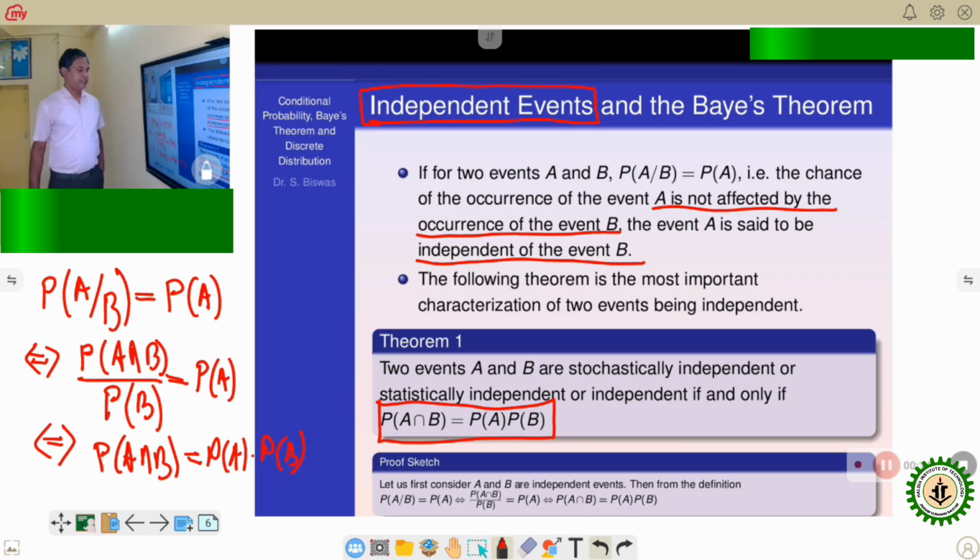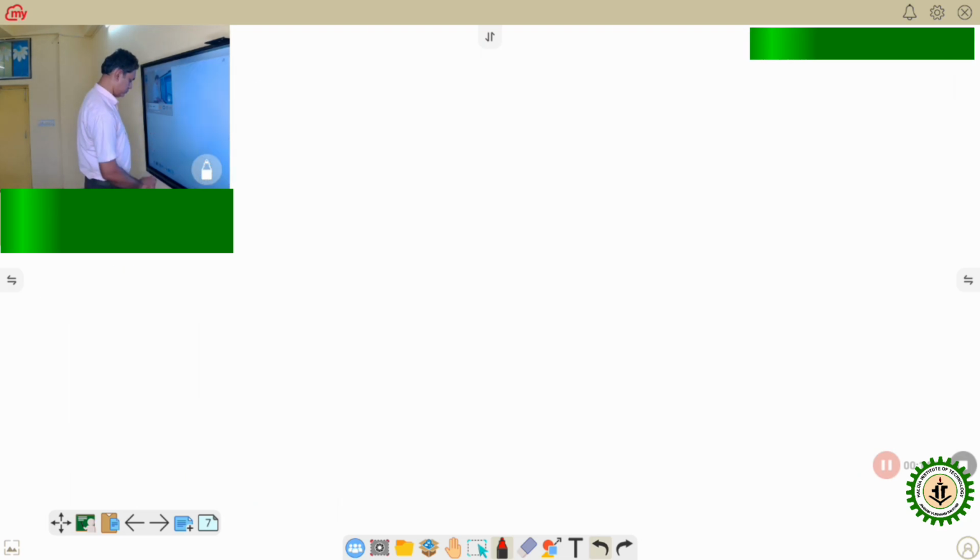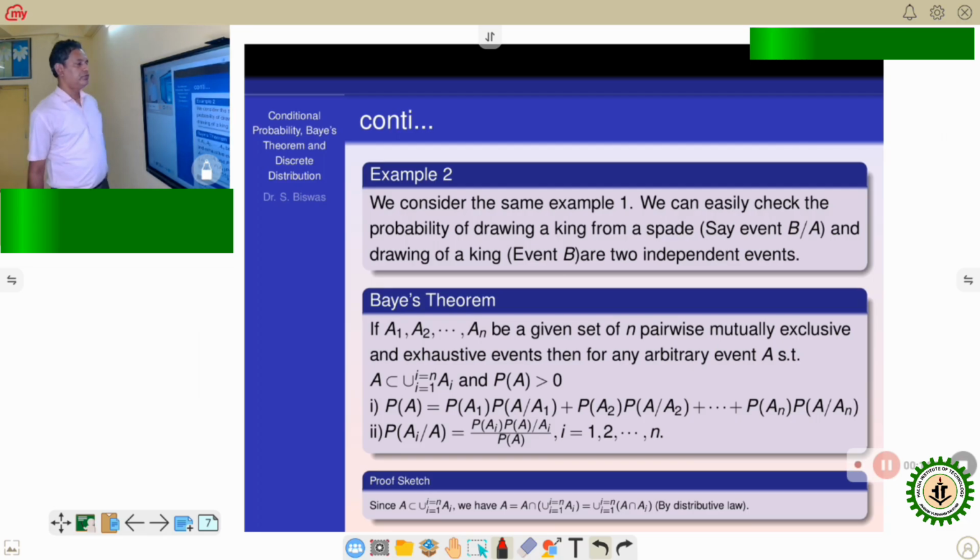Okay, so this is it. This theorem and this result for independent events. Now we take an example to understand this. Here we consider the same example as in example 1.